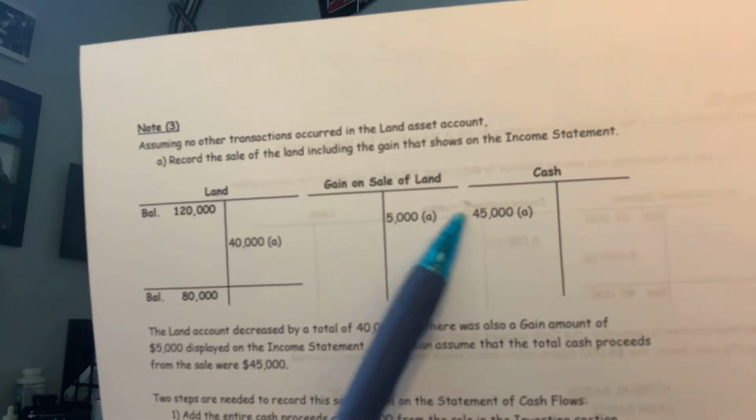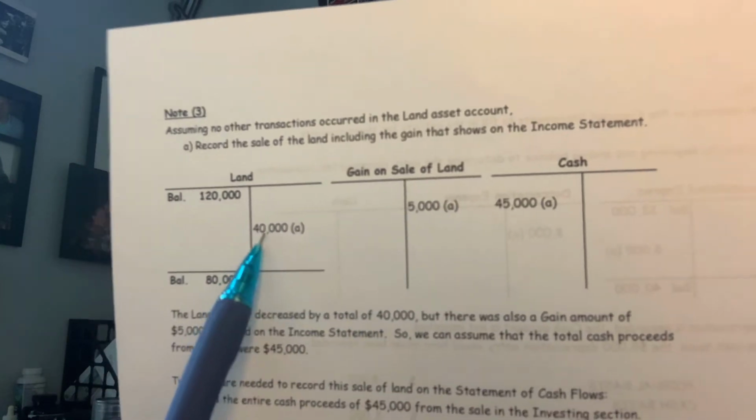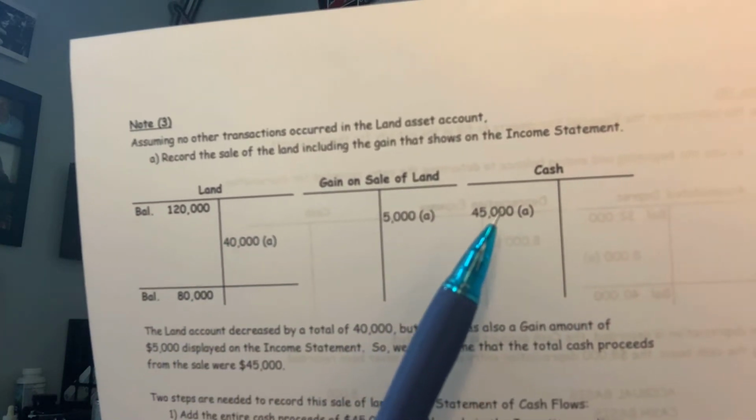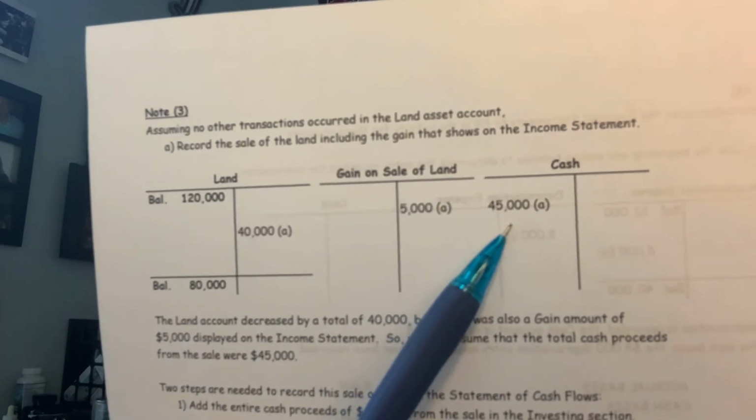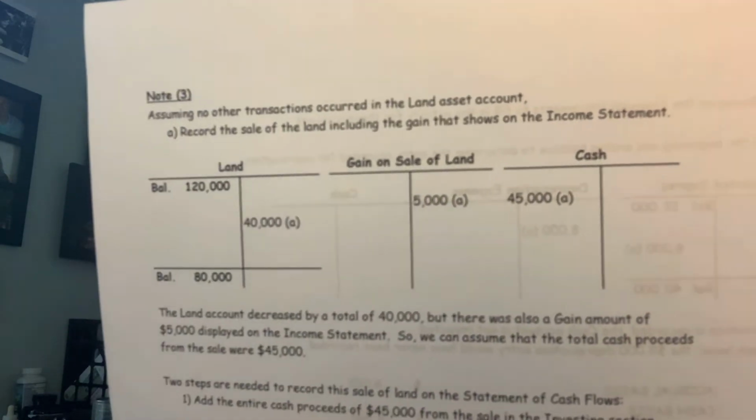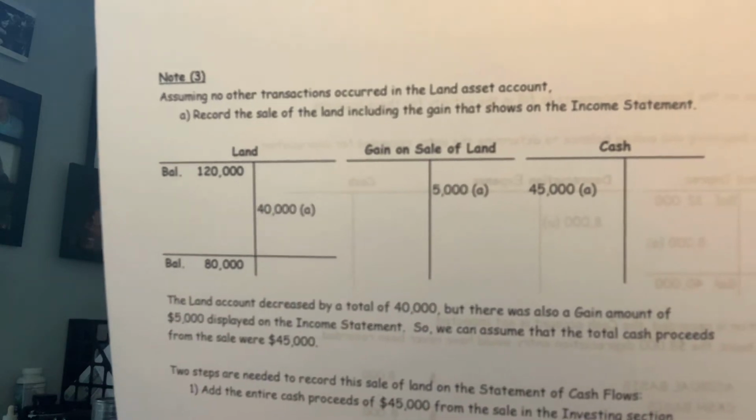This is where people often go wrong, right? They sometimes will just use this 40,000. You've got to use this 45. Remember, we're doing the statement of cash flows, aren't we? So we're going to want the full 45,000. That's what we're going to record in the statement of cash flows.